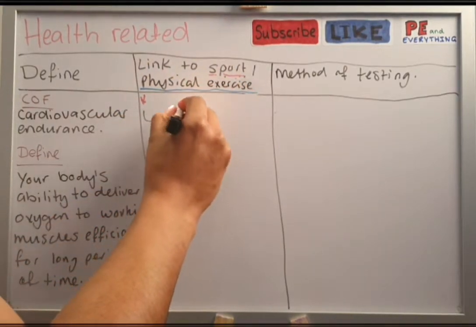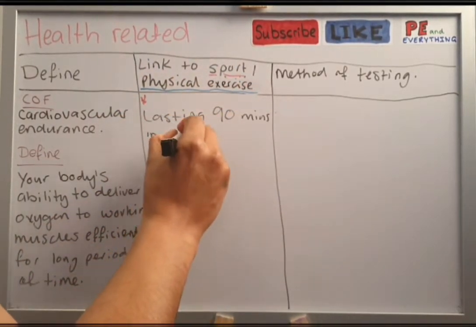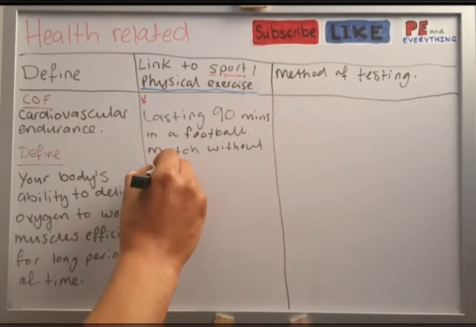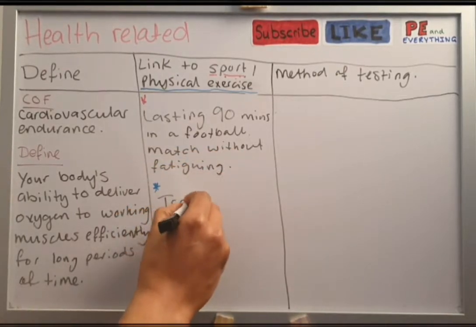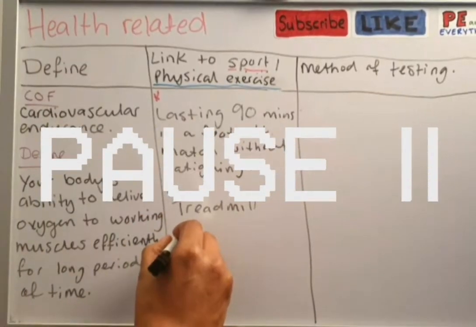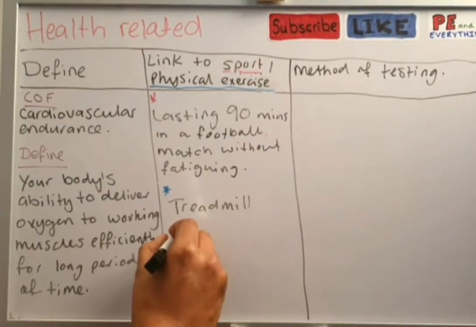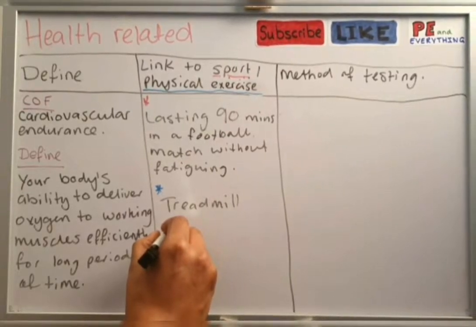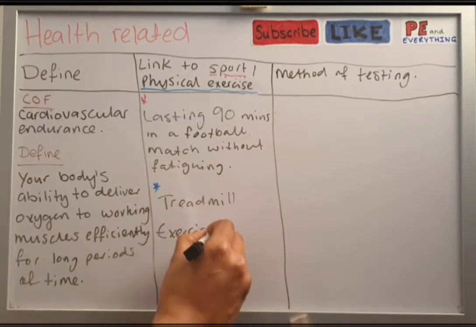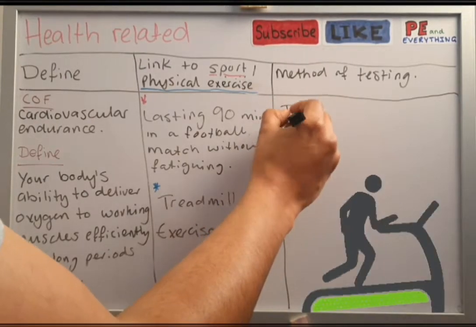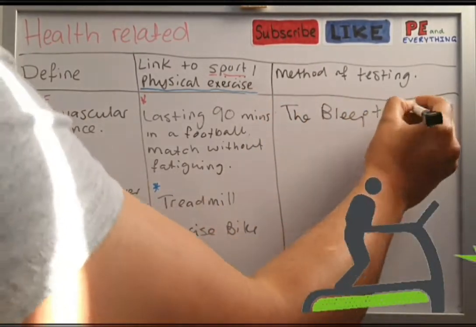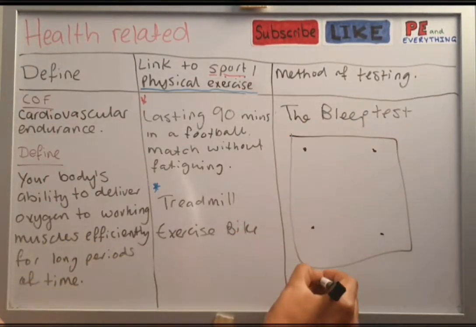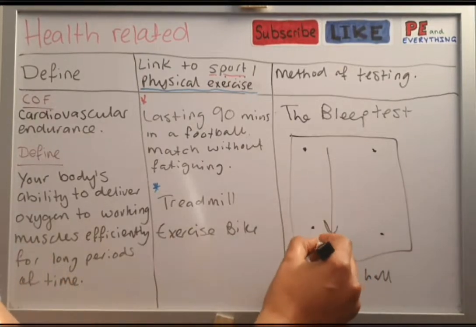Okay. A sport we can link it to, because it's red, sport we can link it to is being able to last 90 minutes in a football game without fatiguing, okay, without feeling tired. Thank you for pausing the video. Students, if you're listening, when we're linking it to sport, don't just put golf, go into detail about it, okay? Detail. Resume the video. A physical exercise that will benefit from this would be something like the treadmill, long periods of times, exercise bike, long periods of times. And a method of testing would be that bleep test, going from the cones to the cones.